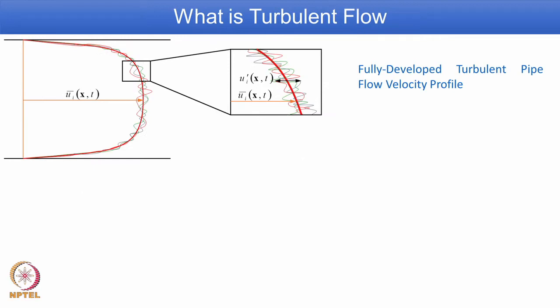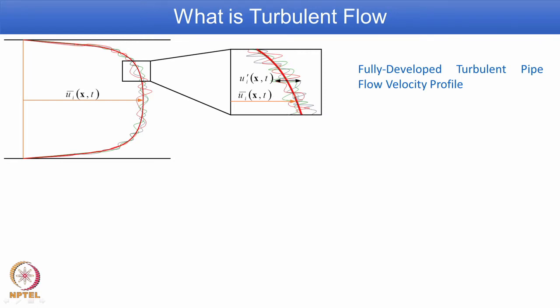To get some more idea into the definition of turbulent flow, I am showing here an illustration which is flow through a pipe. There is a red colored profile which is a mean velocity profile. We will learn what mean is in subsequent lectures. Now, this portion alone is zoomed and shown here. So, you can see clearly the red line profile, that is the mean velocity profile.